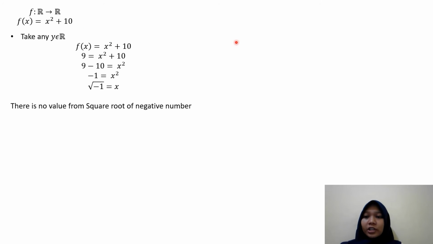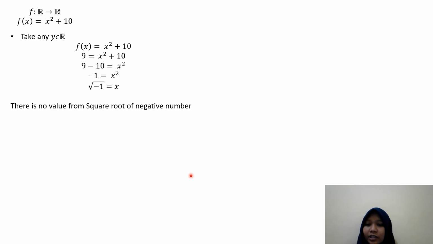When I try to choose any number, like this time I choose 9, so 9 is equal to x squared plus 10. The 10 will move into the left side. 9 minus 10 is equal to x squared, negative 1 equal to x squared, and then the square root of negative 1. There is no value for the square root of a negative number, if you remember. Why? Because the way to calculate an exponent is to multiply the same number by itself, and if a number has an even power, then the result must be a positive number. There is no negative number.